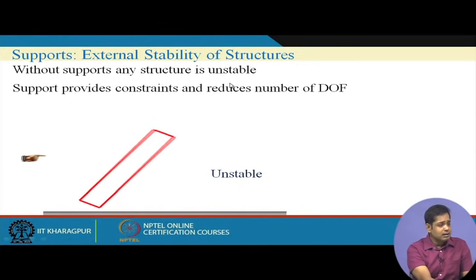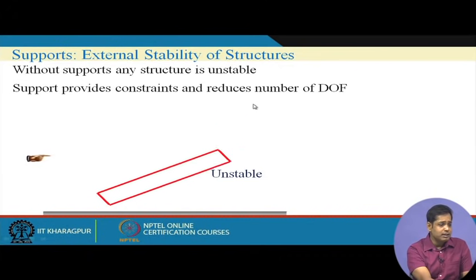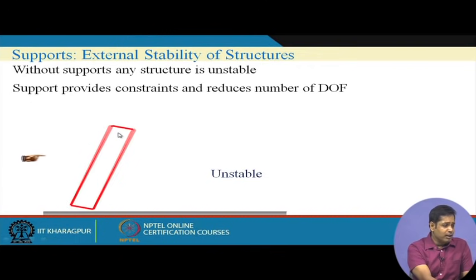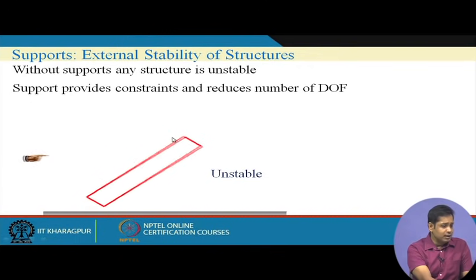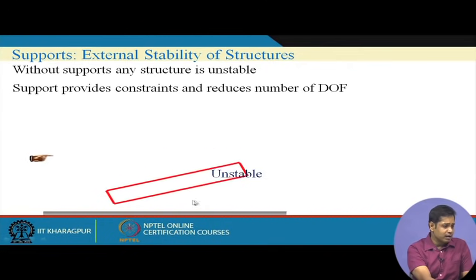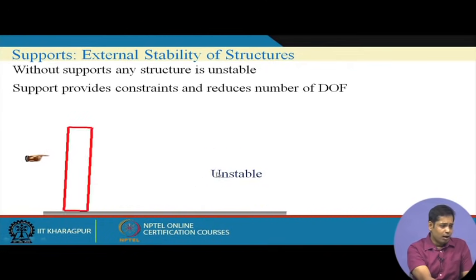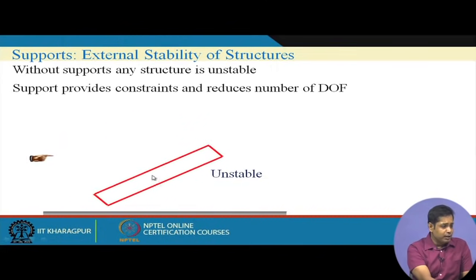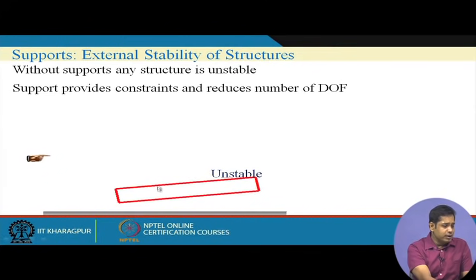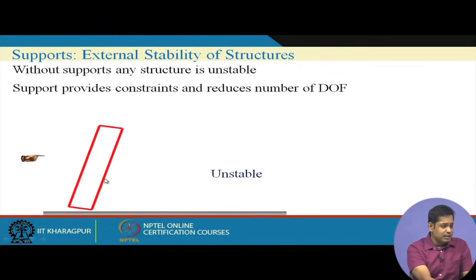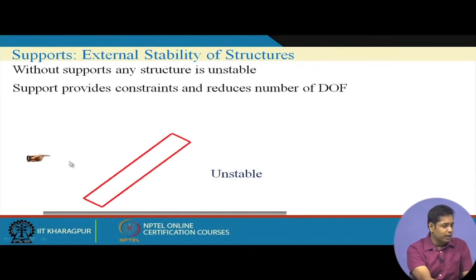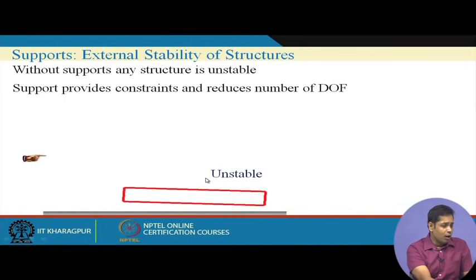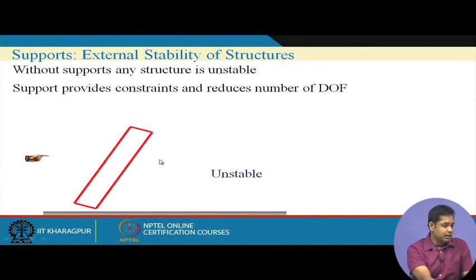Now, what does the support do? Support provides constraint and reduces the number of degrees of freedom. You see, in this case, it is a 2-dimensional problem. How many degrees of freedom does this object have? This object has 3 degrees of freedom: translation in this direction, translation in this direction, and rotation about the z axis, rotation in this plane. And these 3 degrees of freedom completely describe the motion of this object. When this object is not supported, it has all 3 degrees of freedom. Therefore, when it is subjected to any kind of load or any small agitation, this object will undergo motion which can be described by all these 3 degrees of freedom.